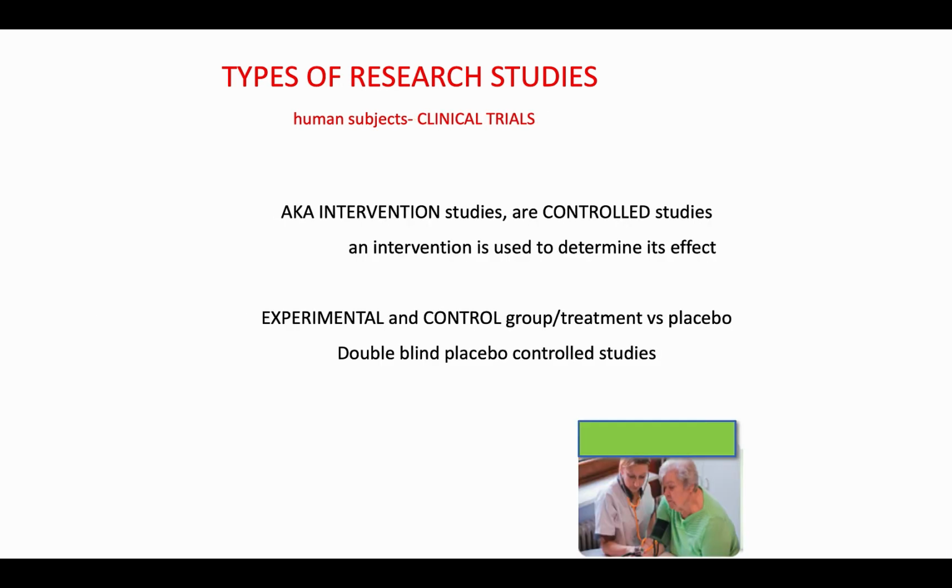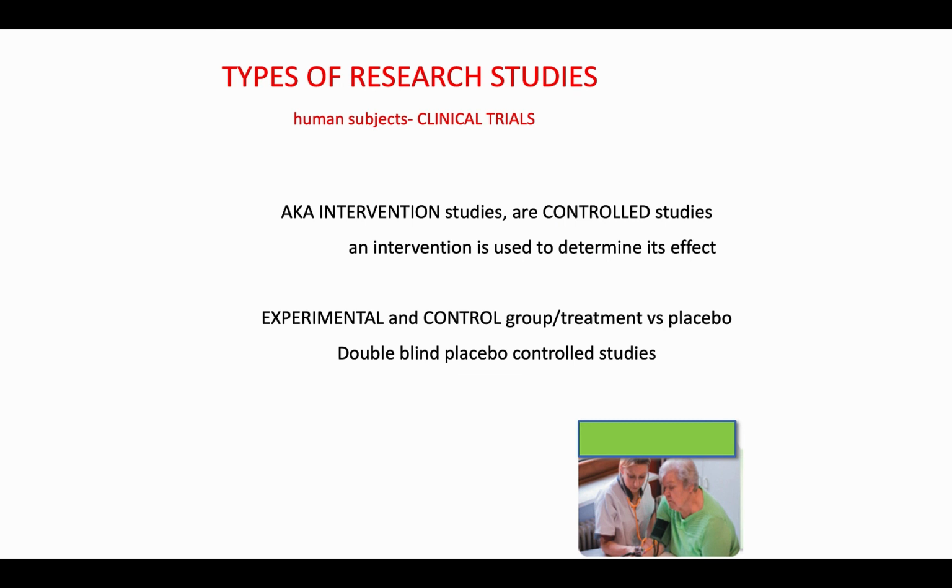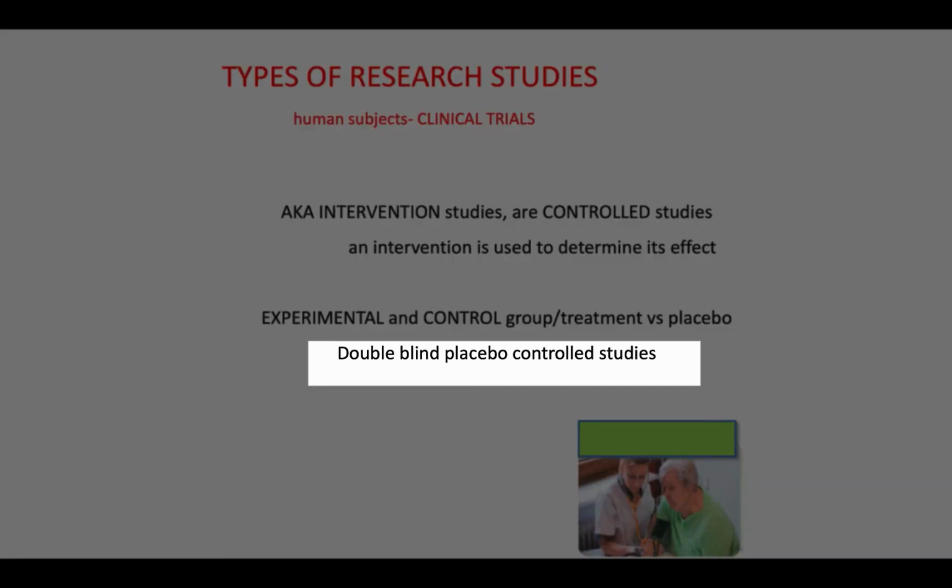The gold standard are human clinical trials. The other video that I ask you to watch will show you an example of a double-blind placebo-controlled study on potato chips because, of course, we study potato chips. So clinical trials are also known as intervention trials or intervention studies where an intervention is used to determine the effect. In this case, these types of studies will have an experimental group and a control group in which we're looking at groups of people who are given the treatment versus a group of people that are given a placebo. And the absolute gold standard are the double-blind placebo-controlled studies.